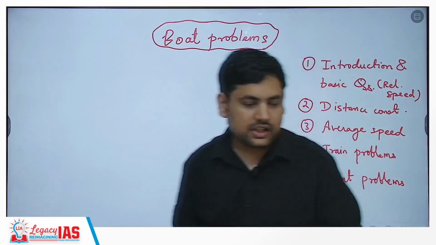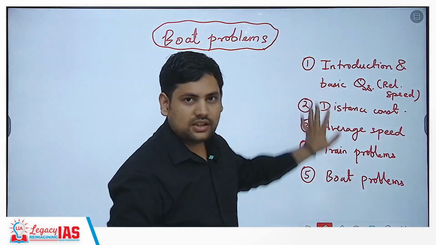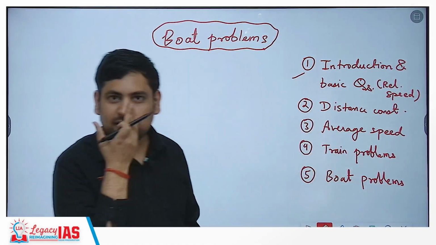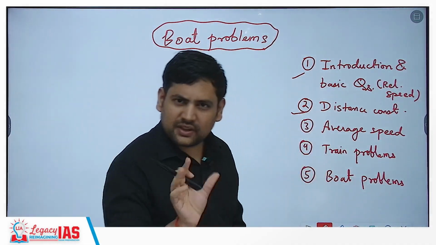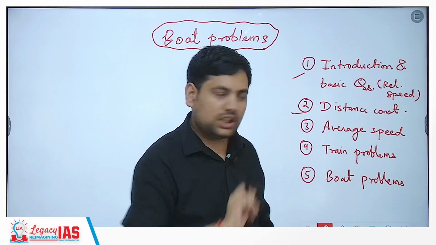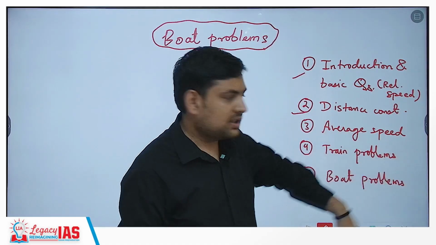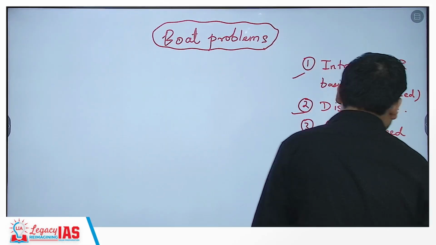We were dealing with time, speed and distance. We had seen these in the initial lectures, that is, the introduction and basic questions related to relative speed. Then we dealt with questions that involved fixed distance, or distance being constant, so you equated S1 T1 with S2 T2. Then we saw questions related to average speed, then some train problems. Today we'll be seeing boat problems.